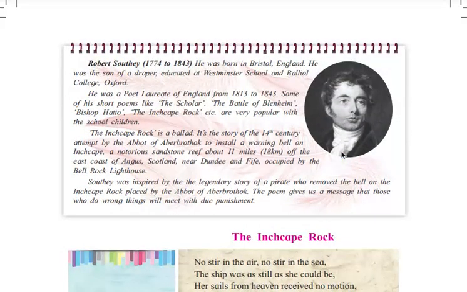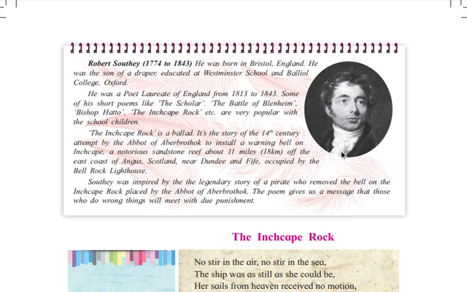Clear? Robert Southey was born in 1774 and died in 1843. Where was he born? He was born in Bristol, England. He was the son of a draper. A draper is a person who works in the textile industry. Textile is nothing but clothing.